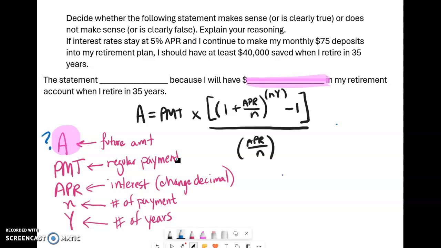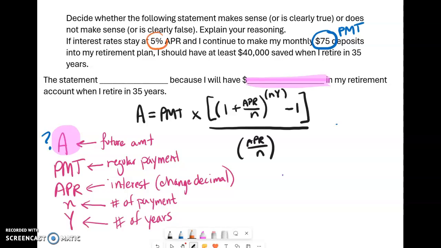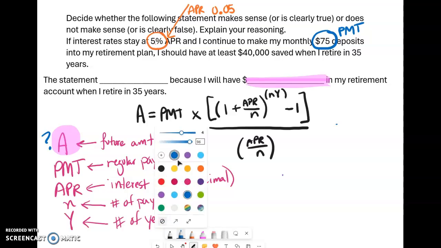Payment. What is my regular payment? What am I saving per month? $75. I'm making monthly $75 deposits. So I'm going to label this as payment. Then my APR. My APR is 5%. This is going to be my APR. And I'm going to change it to a decimal by dropping the percent sign and moving the decimal 2 places to the left. The N is the number of payments.